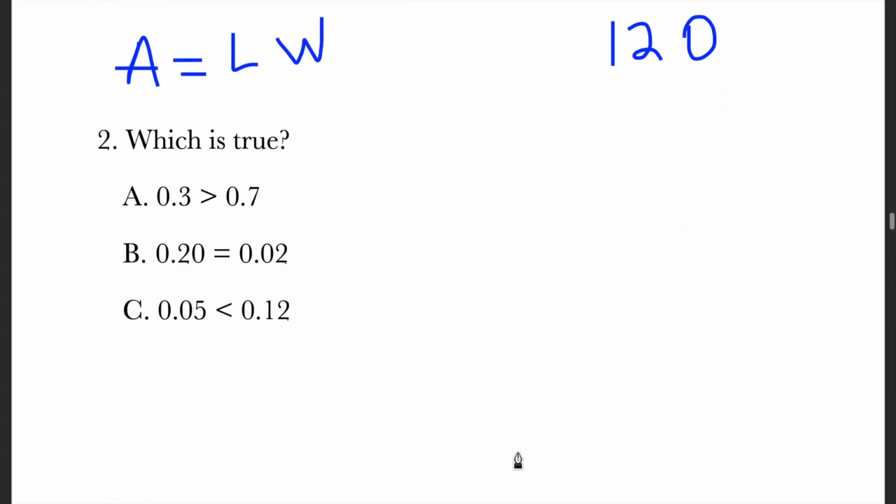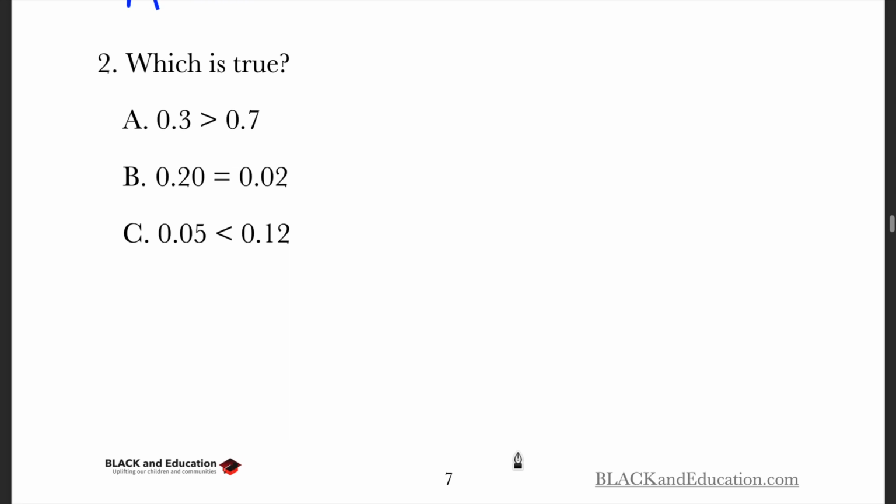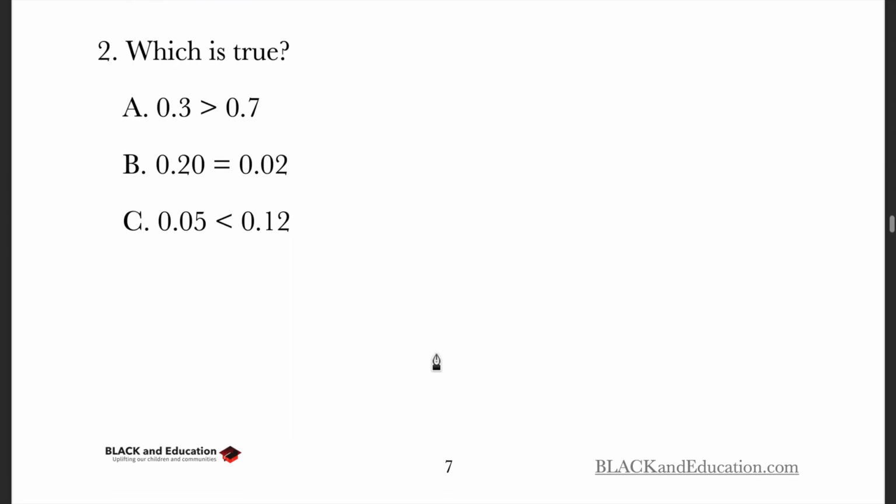So let's look at this last problem here for the section that we're going to do. It says, which one of these below is true? This is getting you to know your decimals and the values of your decimals. So let's say we have A, 0.3 is greater than 0.7. Is this really true? I think this is 3/10 and this is 7/10, right?